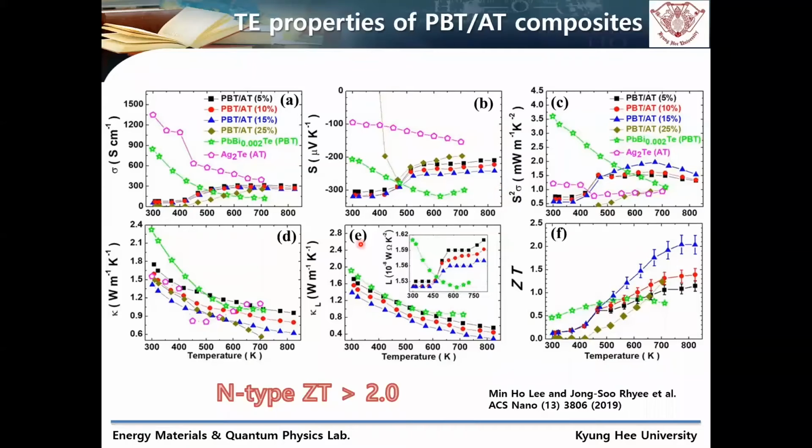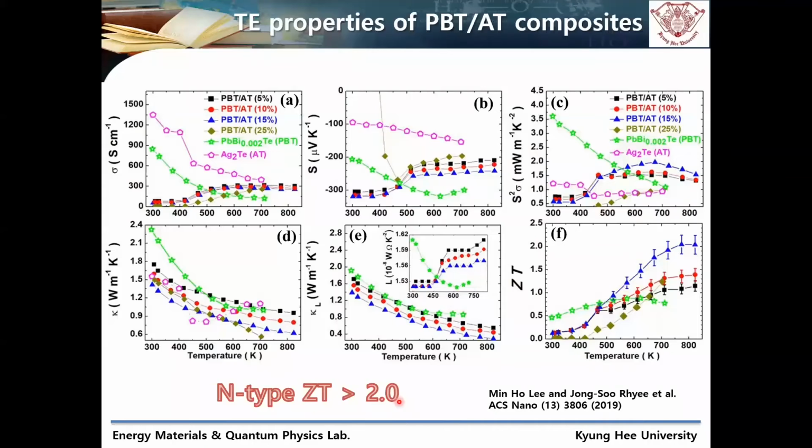Therefore, basically, the silver telluride composite is the random potential. The lattice thermal conductivity decreases by adopting the silver telluride composite. The green one is the bismuth-doped lead telluride, and adding the silver telluride composite can decrease the lattice thermal conductivity. Therefore, the ZT value reaches about 2 in N-type materials. This is an exceptionally high ZT value in N-type thermoelectric materials, and it is a state-of-the-art value for N-type power generation systems.